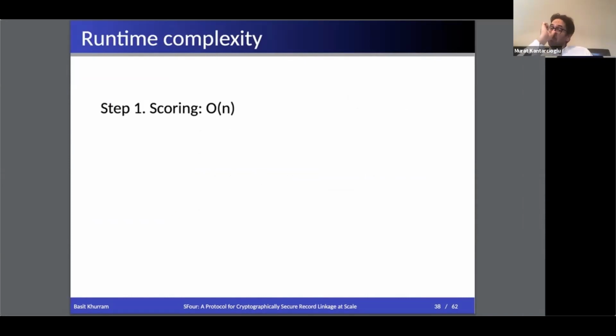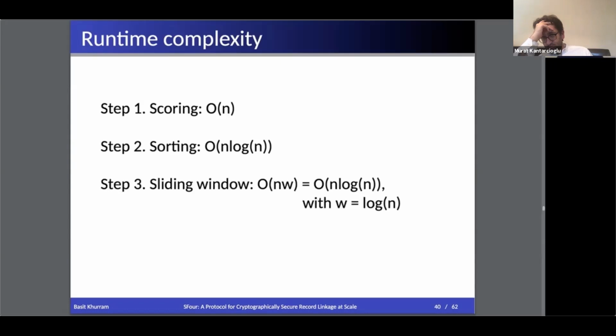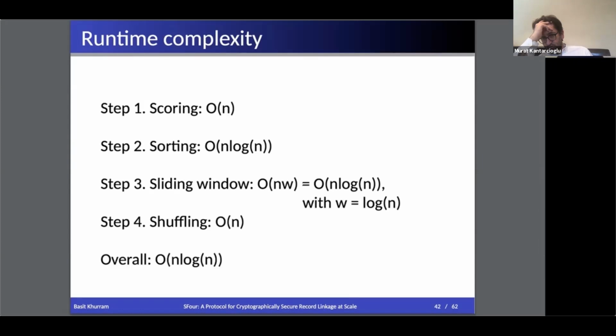As for the complexity of the protocol, the first step involves scoring individual records. Scoring a record takes constant time, and so the first step runs in linear time in the number of records. The second step involved the use of the merge network, and so this step runs in n log n time. The third step involved comparing records within a sliding window. The complexity of this step depends on the window size. The window size is log n, and so this step runs in n log n time. The final step was the shuffling of the plaintext identifiers. This step runs in linear time. And so the overall complexity of our protocol is n log n time. This achieves our goal of having a subquadratic runtime.